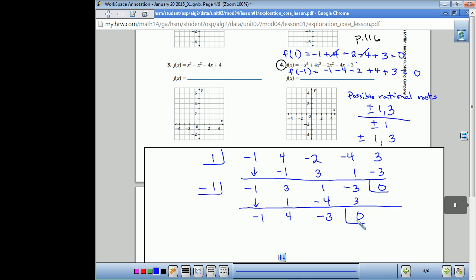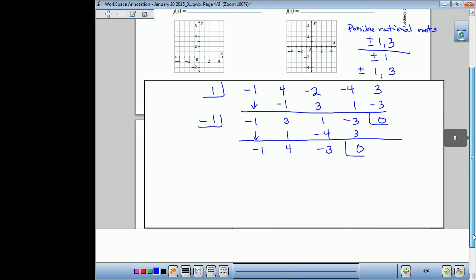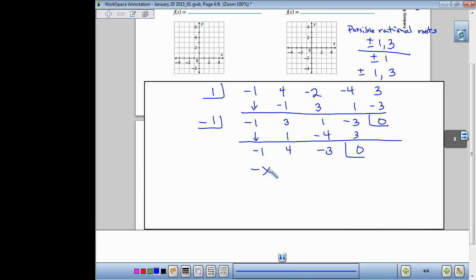All right, did you get 0? Yeah. Awesome. So what we're left with now is a quadratic, because we took a quartic and divided it twice. So we could take this quadratic and factor it. We can factor out the negative, and then it factors to x minus 3 times x minus 1, right?